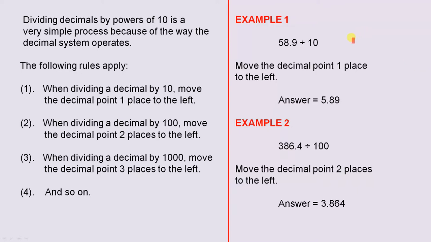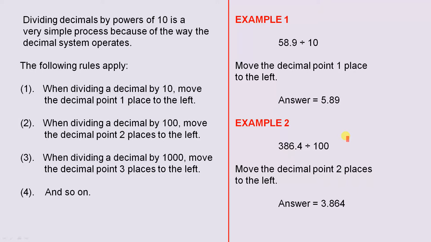So let's look at some examples. Example 1, 58.9 divided by 10. Since we are dividing by 10, we move the decimal point one place to the left, so it ends up between the 5 and the 8, and the answer is 5.89.